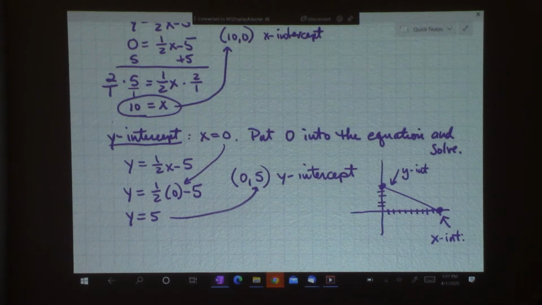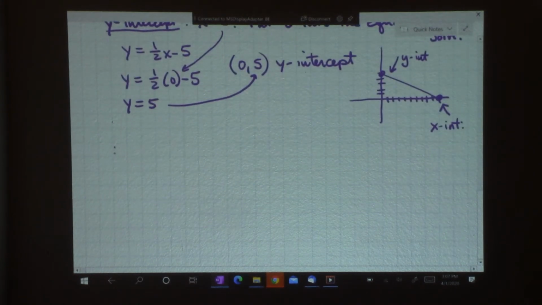Okay, let's do number 2. And remember, I'm going kind of fast. So if you ever want to pause the video, rewind something, look at your notes, catch up, feel free to do that. Make the video custom to your learning. So here is our second equation, and the directions are find the x and y intercepts.